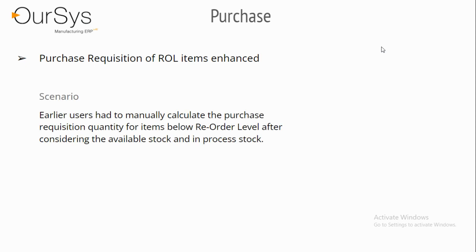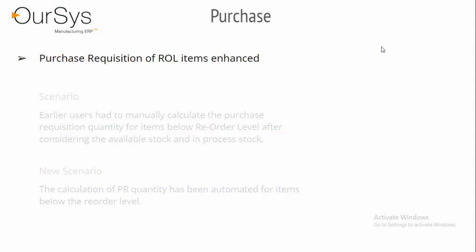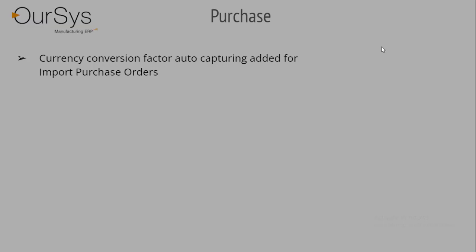Initially, the user has to manually calculate the purchase equivalent quantity for the reorder level items and consider the available stock and resources, and manually calculate and put in the required quantity. Now, in this new scenario, the calculation of the PR quantity has been automated for the items that are below reorder level. So now the user doesn't have to put in effort and time to calculate the required quantity. The system automatically calculates and gives the quantity.